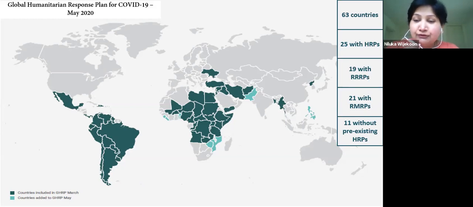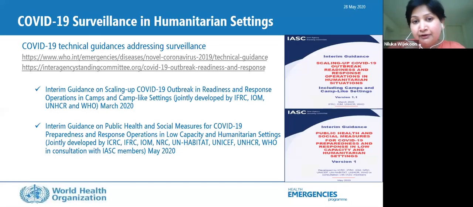So just to remind, out of these 63 countries where there are IDPs, refugees, and migrants, most countries are concentrated in the Afro region, the Americas region, and the Eastern Mediterranean region. Now, there are a number of surveillance guidance WHO has developed since the beginning of the pandemic. These are basically for member states, for national and subnational levels, because of specific reasons, which I will go into in detail in the next slide.